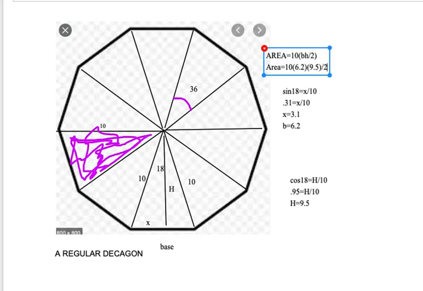Okay, so I'm going to go back and do that. That looks to be 6.2 times 9.5 times 10 divided by 2, which is 294.5, and that would be square units.